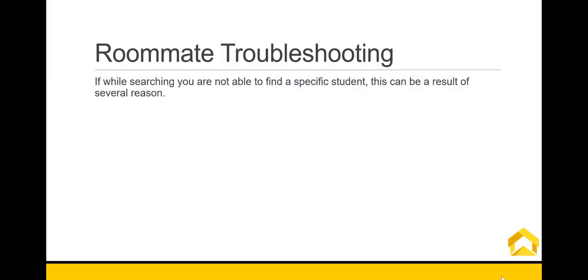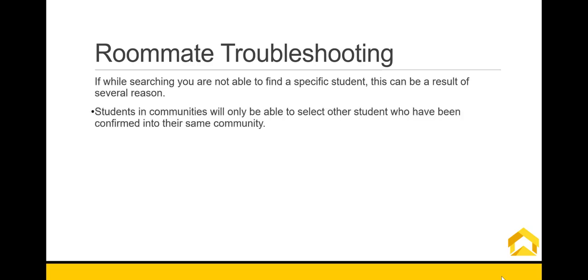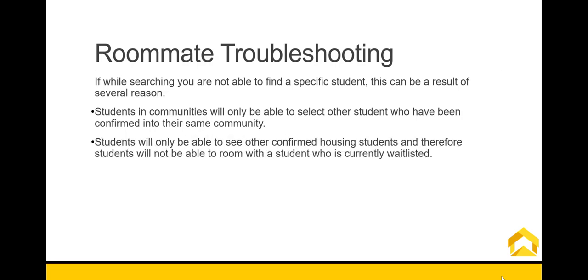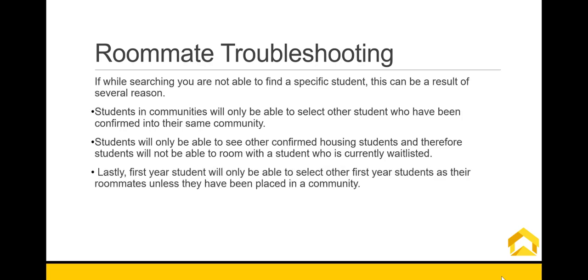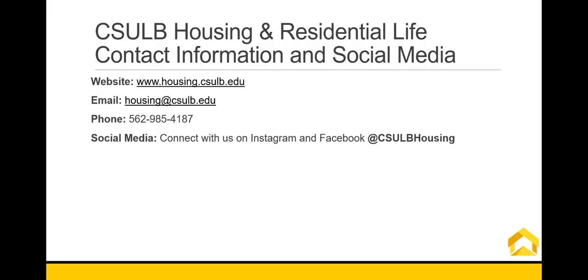If while searching you are not able to find a specific student, this can be a result of several reasons. First, students in communities will only be able to select other students who have been confirmed into those communities. Students will only be able to see other confirmed housing students and therefore will not be able to room with a student who is currently waitlisted. Lastly, first-year students will only be able to select other first-year students as their roommates unless they have been placed into a community. This concludes the video on roommate selection.